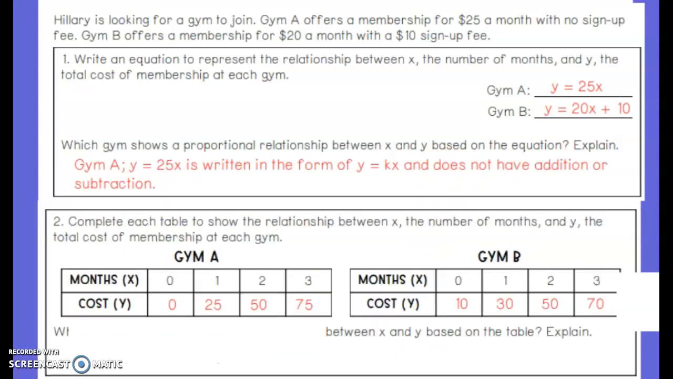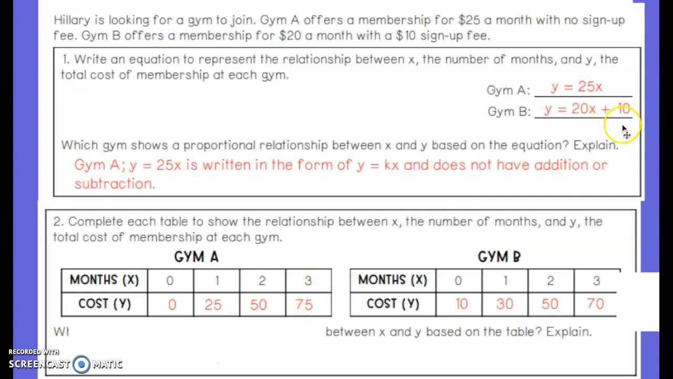Complete each table to show the relationship between x, the number of months, and y, the total cost of the membership. I'm going to use the same equations and plug in the number given instead of x. So for Gym A, I have 25 times 0 is 0. 25 times 1 is 25. 25 times 2 is 50. 25 times 3 is 75.